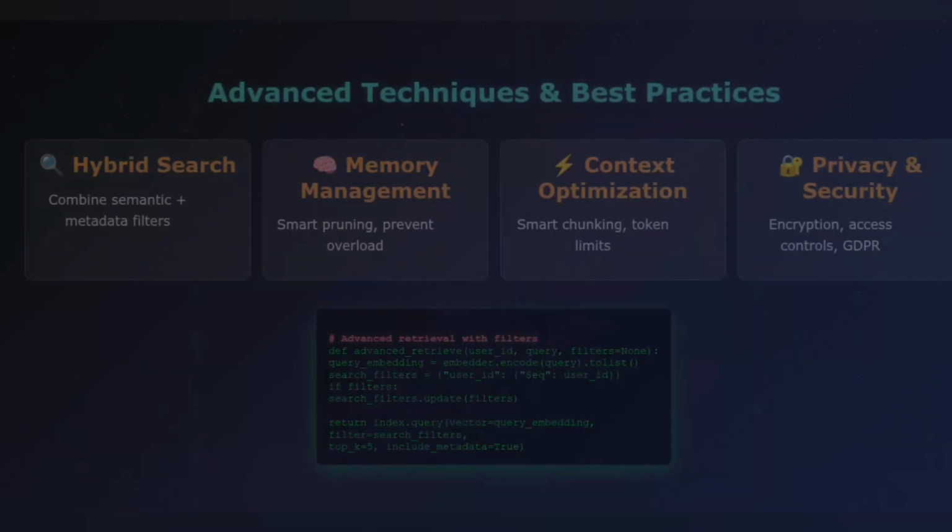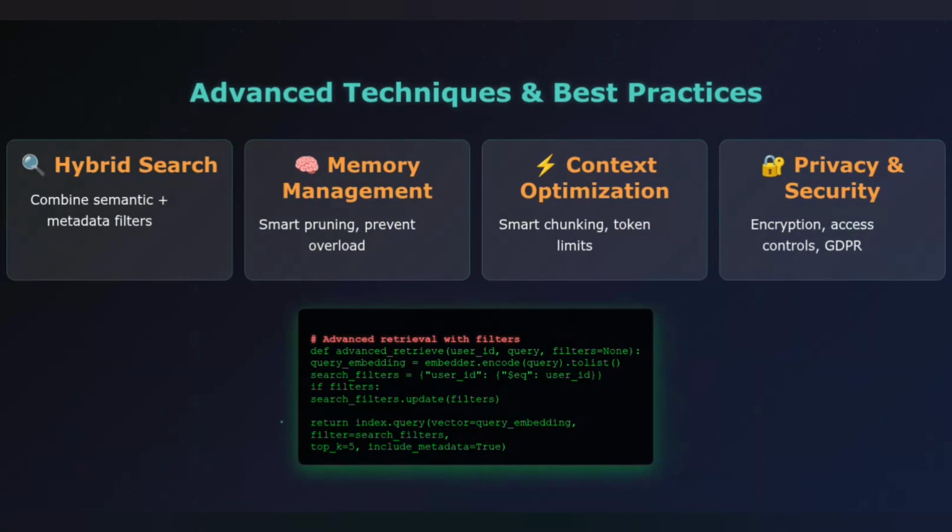Now let's level up with some advanced techniques that separate amateur projects from production-ready systems. 1. Hybrid search strategy. Don't rely only on vector similarity. Combine semantic search with metadata filters for precise results. 2. Memory management. Implement smart memory pruning to prevent information overload. 3. Context window optimization. Smart chunking ensures you don't exceed language model limits while preserving context.